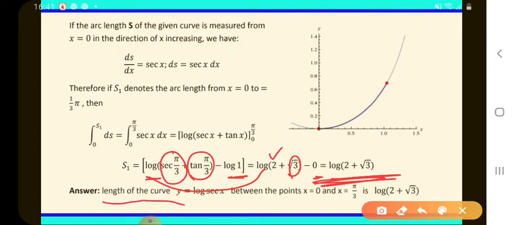Therefore, the length of the curve y equals log secant x between the points x equals 0 and x equals pi by 3 is log of 2 plus root 3.